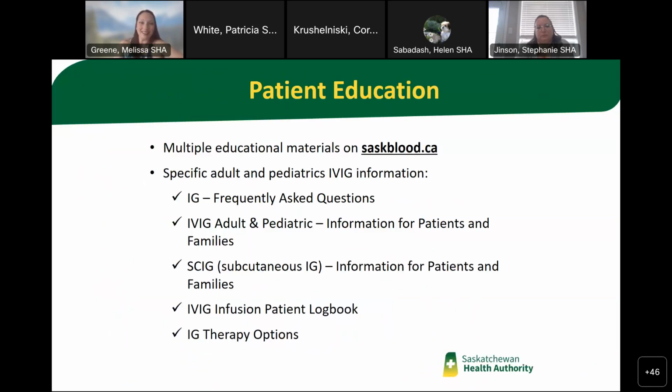Up next is patient education. So there's multiple educational materials on sasblood.ca. There's specific adult and pediatric IVIG information. There's a section for IVIG frequently asked questions, adult and pediatric information for families. There's also information on sub-Q IG. And in the future, once we have our process map out, the IVIG infusion patient logbook and IG therapy options will be required to give to patients.